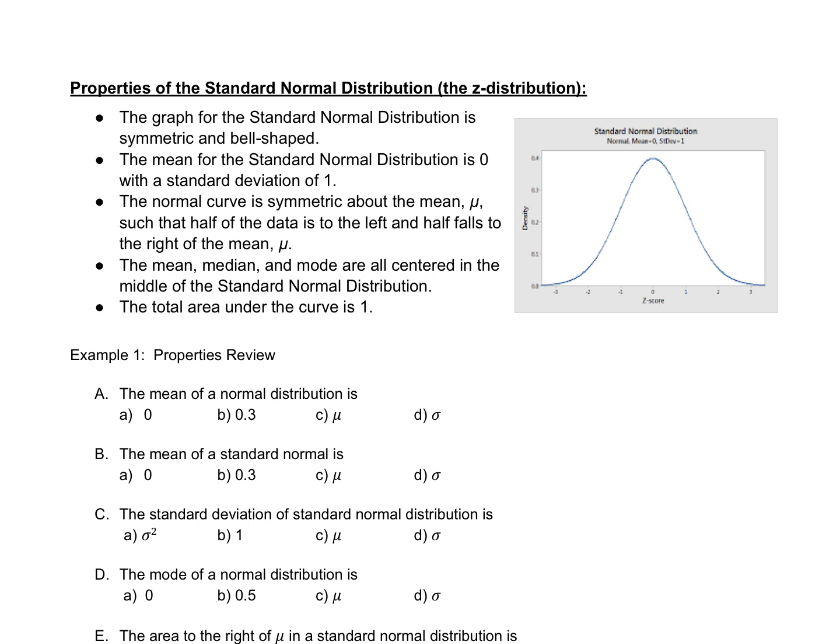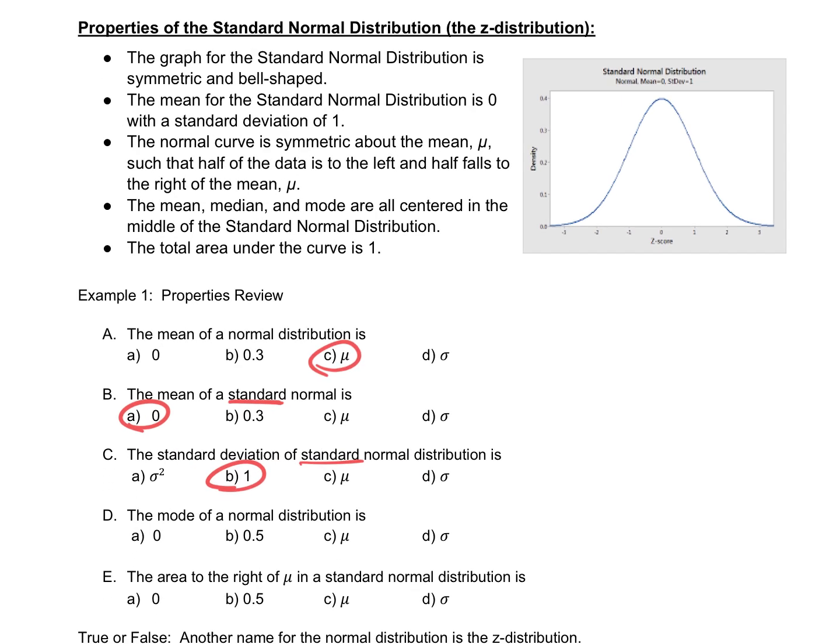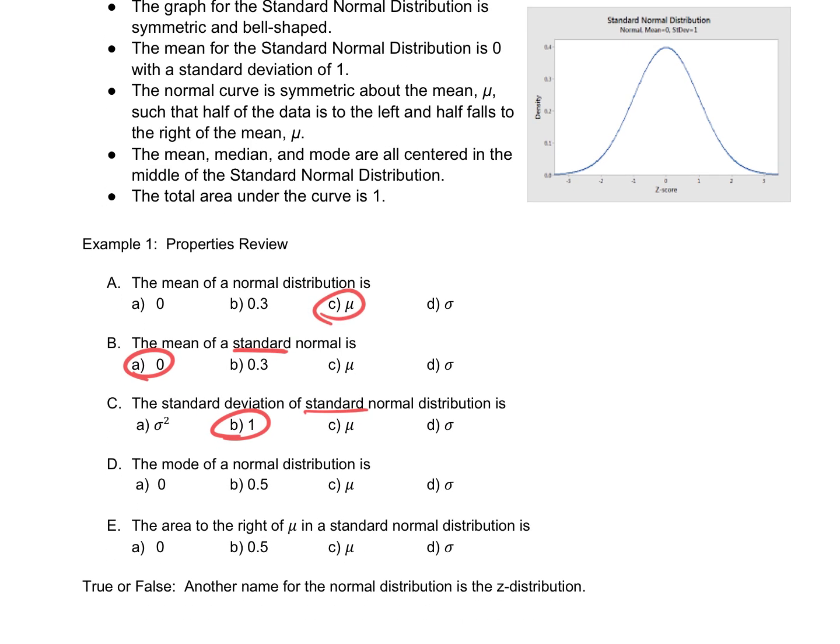So the mean of a normal distribution, not standard normal, just normal, is mu. The mean of a standard normal is 0. The standard deviation of a standard normal is 1. The mode of a normal distribution is mu. It's the same thing as the mean.